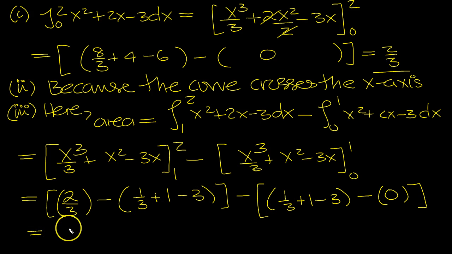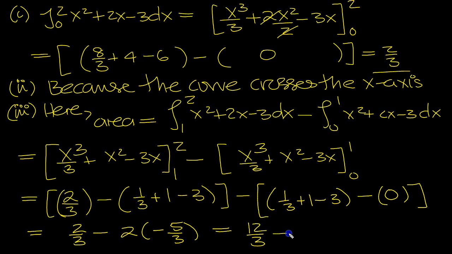So what have we got then? We've got 2/3 minus this lot, and it's the same here, so it's minus 2 lots of 4/3 minus 9/3, minus 5/3. So it's 2/3 plus 10/3 is 12/3, which is 4 units squared. It's a measure of area.